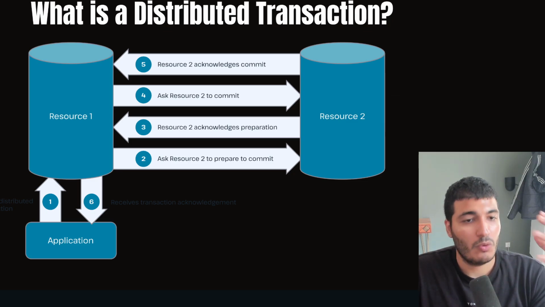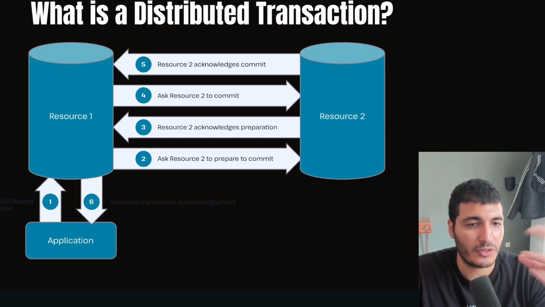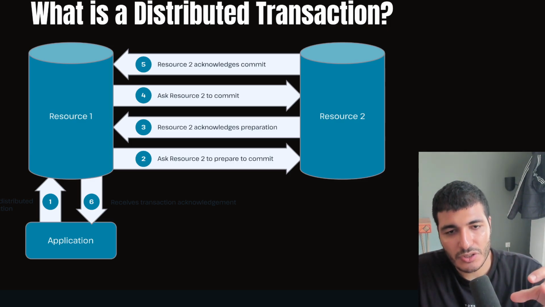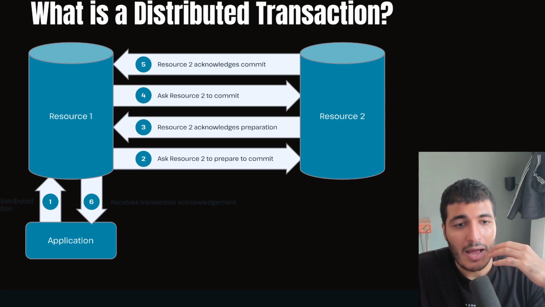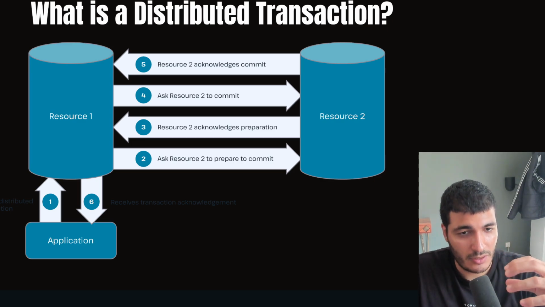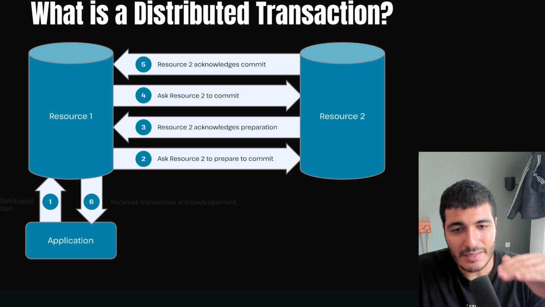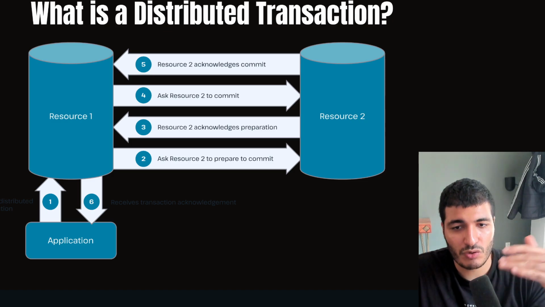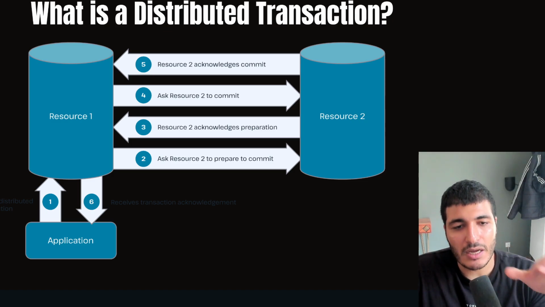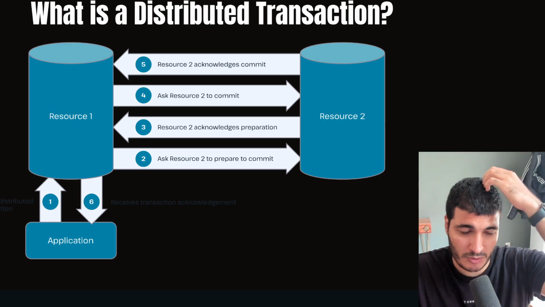So what is a distributed transaction? A distributed transaction is a transaction that spans multiple independent resources where all participating resources must either collectively commit, which is success, or collectively roll back, which is fail, as a single atomic unit. The ultimate goal is to maintain the integrity and consistency of data across these separate systems, even when network failures or individual service crashes occur. It's about coordinating a global decision among multiple participants.